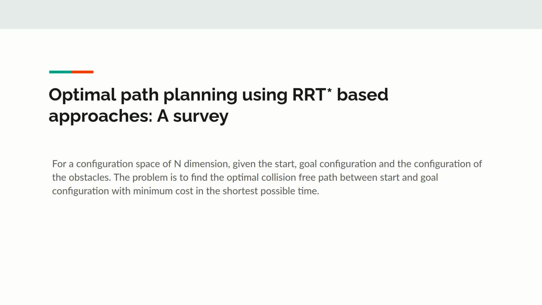In this presentation, I'll be talking about the variants of RRT star, their advantages and disadvantages over each other, and the different problems each variant is trying to solve. The basic RRT star is a path planning problem: given a start and the goal configuration, the problem is to find the optimal collision free path between start and the goal with minimum cost in the shortest time possible.